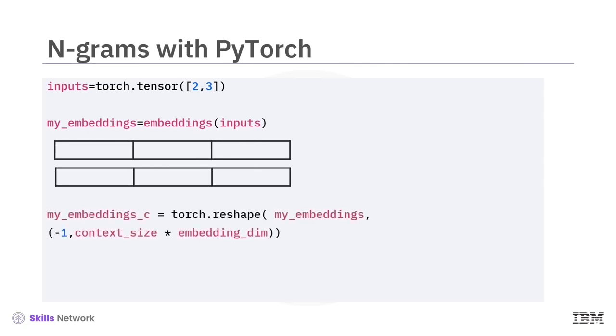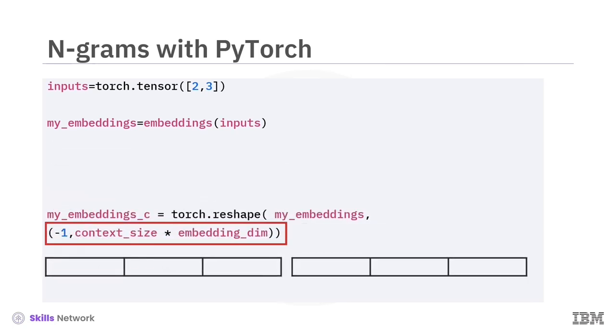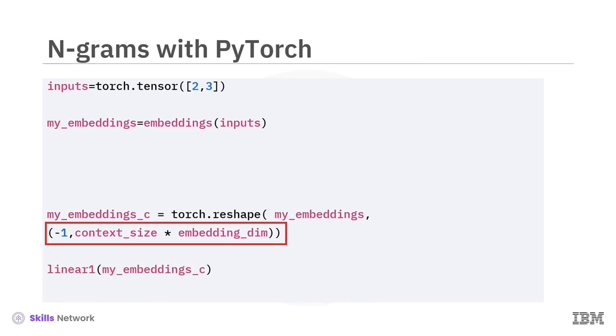Use the method reshape to reshape the embeddings to form the context vector, which is the context size or number of samples multiplied by the embedding dimension. This concatenates all the samples together. This is used as an input to the next layer.